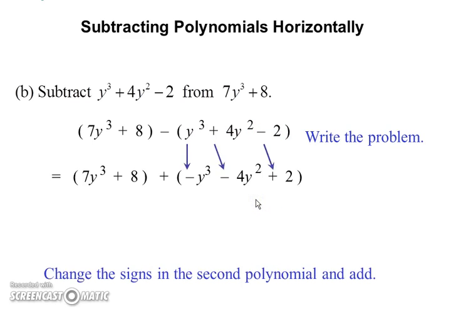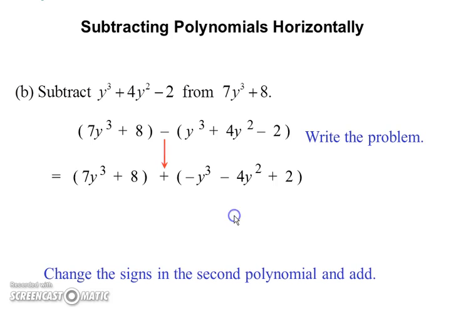Once we've written the problem, we change the minus to a plus and change all the signs in the parentheses. So see where we had a y cubed, it became a minus y to the third. We had a plus 4y squared, it became a minus 4y squared. And the same with the minus 2 became a plus 2. Now we can combine like terms.